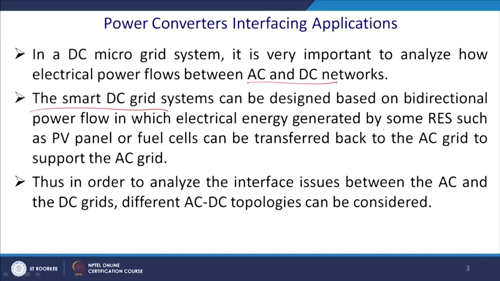The smart DC grid system can be designed based on bidirectional flow, in which electrical energy generated by some RES, such as PV panel or fuel cell, can be transferred back to the AC grid to support the AC grid. So, this is what we require to understand. If there is excess of power, then power can flow back from the DC grid to the AC grid or the main utility grid, and power may come from the main grid when there is a power deficiency in the DC microgrid.